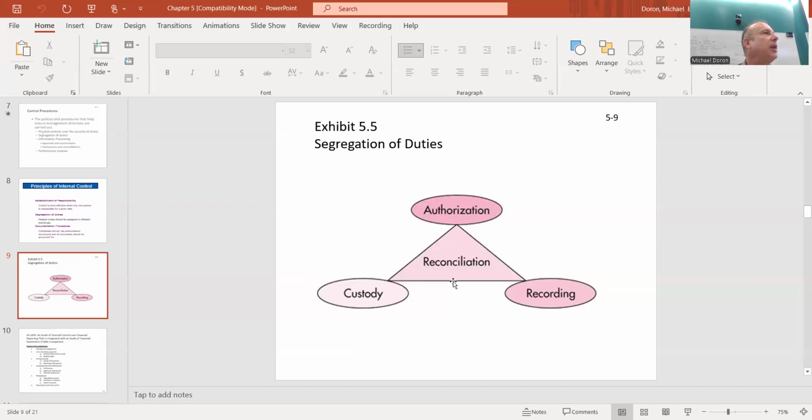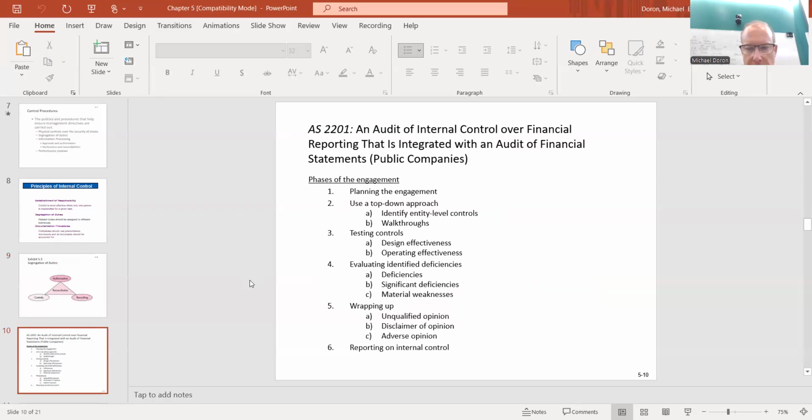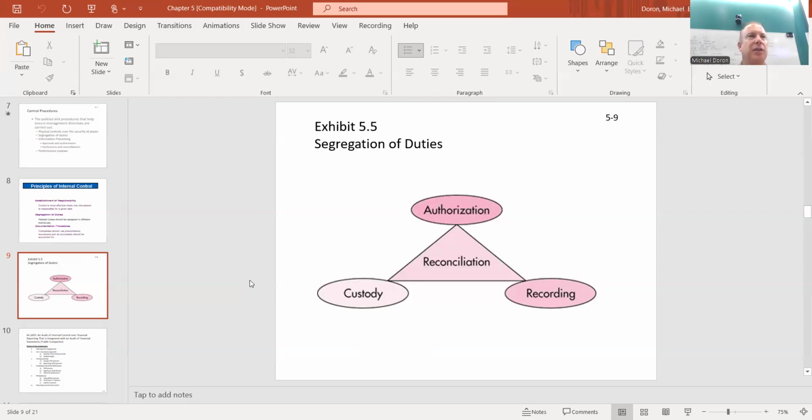Okay, everybody feel good about that? That's a really important thing we're always going to be looking at when we're looking at an example company's internal controls. Is there good segregation of duties? That's going to be one of the most important things you look at. Yeah, that's good.